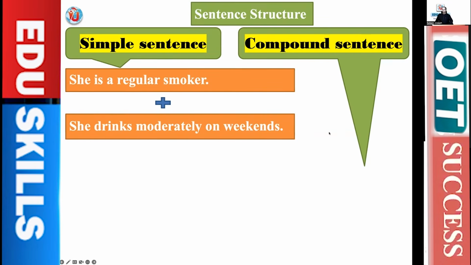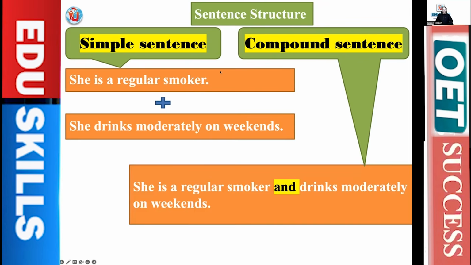Now we are going to frame one compound sentence out of these two simple sentences. So, she is a regular smoker, the first one, and the conjunction added, drinks moderately on weekends. Now the difference is that you need not repeat she. The subject has to be omitted. It's not proper to say, she is a regular smoker and she drinks moderately. She is a regular smoker and drinks moderately on weekends. She is understood there. So what you have to do? Remove the pronoun here after the conjunction.